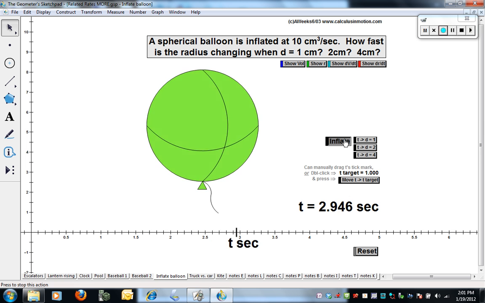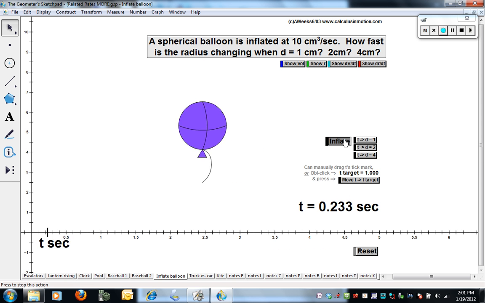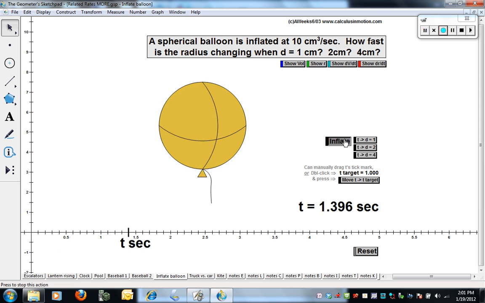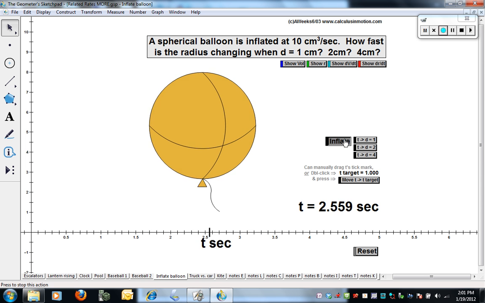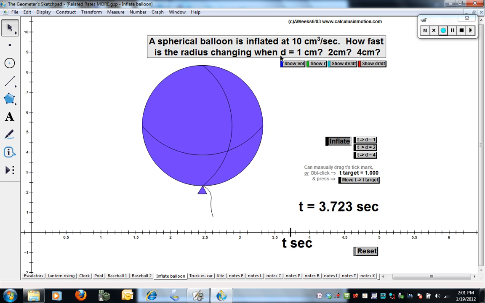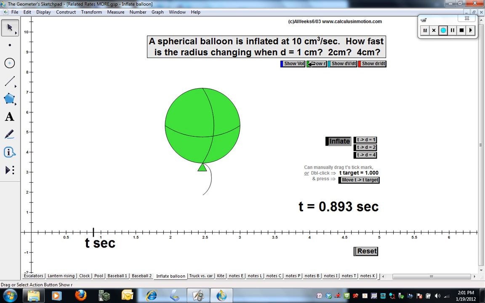How fast is the radius changing? Okay, how fast is a rate? We're talking radius, so we're talking dr/dt. And we're looking at when d, what do you think d stands for? Diameter, maybe?